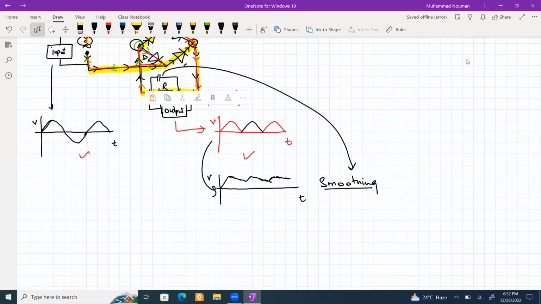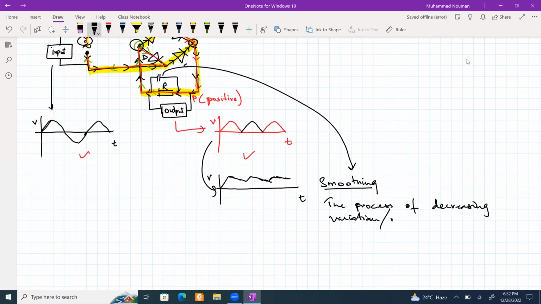And if you want to define the process of smoothing, so you can say that the process of decreasing variation, or you can call it of voltage in the load resistor. Okay, so this is the function of smoothing.